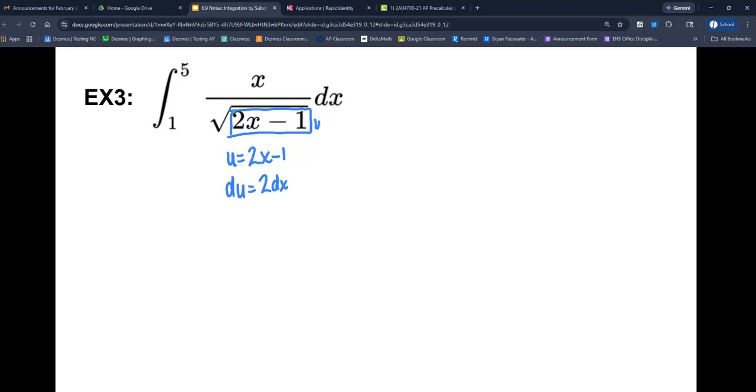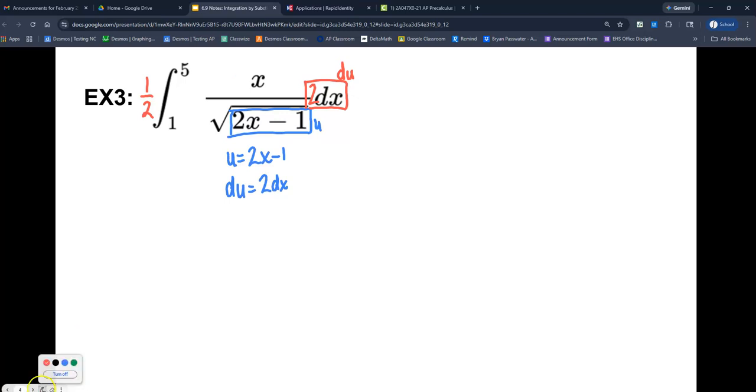So this part right here is my u. I do not have my du, but I could just put a 2 right here. That'd be fine, right? As long as I also put a 1/2 out front. So this part is my du. But much like the last problem, I got this x sitting right here. And it's not replaced yet, right? So I can do like I did on the last problem.